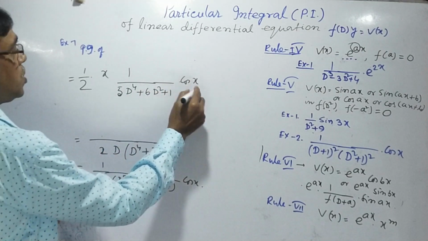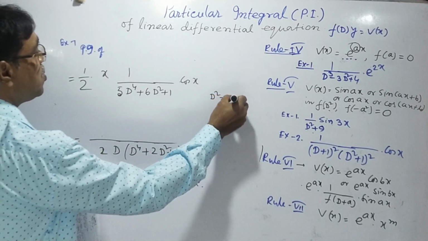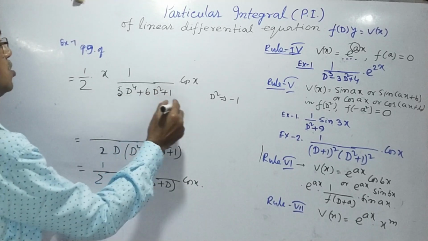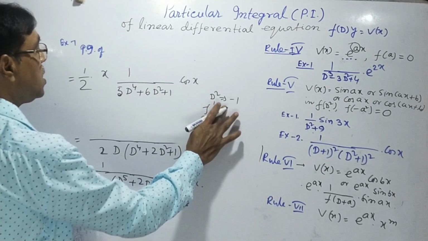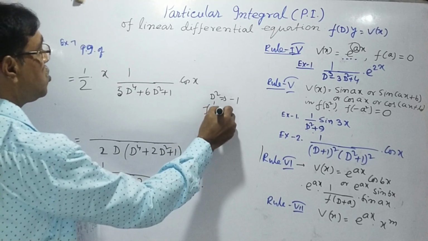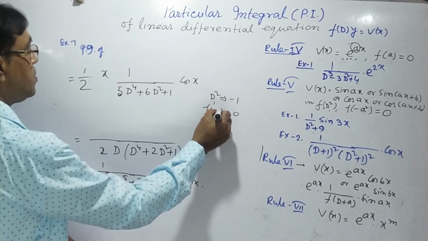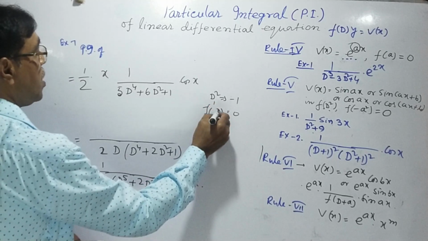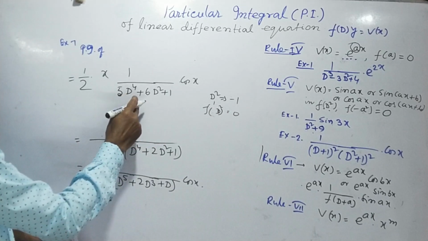Also, if we put minus 1 in place of d square, this is 5 plus 1 minus 6, which is equal to 0. So f dash of minus 1 is equal to 0 in place of d square, putting d square equal to minus 1 is also 0.